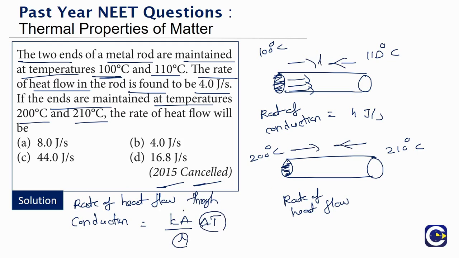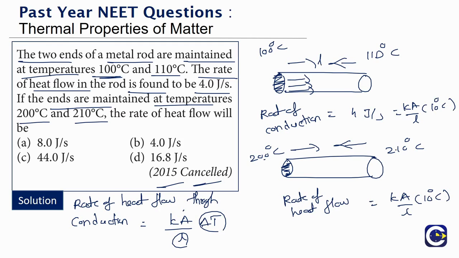Delta T means the temperature difference between the ends. It has got nothing to do with the actual temperature. So in the first case, if you write the expression, this 4 joule per second is K, of course we don't know the value, into A divided by L, and delta T is 10 degrees. Second case, we write the same expression: K, area is not changing, length is not changing. What is the temperature difference? Here also 10 degrees only.